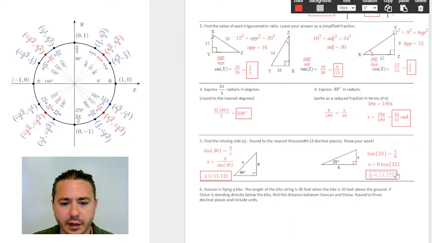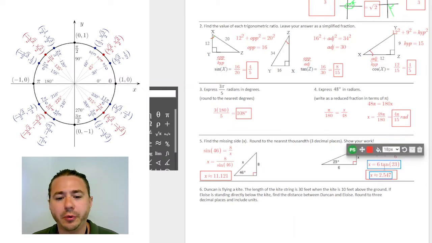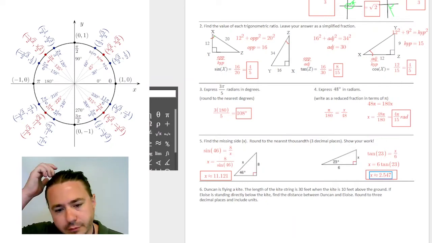Is it going to let me edit this? Come on there. There we go. I just didn't want to have to read. All right, anyway, 2.547. It should be the length of this short side.